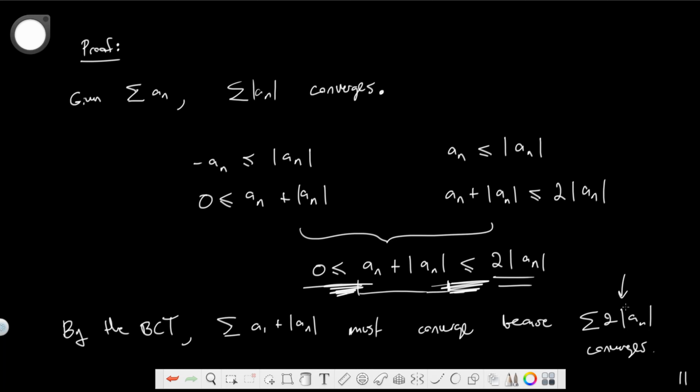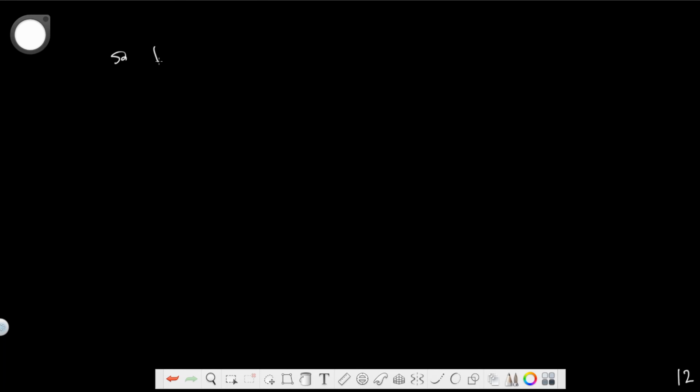So what have we shown? We've shown that the sum of a sub n plus the absolute value of a sub n converges. We're not done yet. So far, we have shown that this converges.